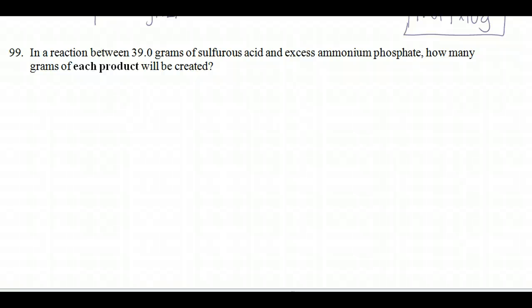Okay, so number 99 is also a stoichiometry problem. Again, being given information about one thing, asked about another. That's how we know we're dealing with stoich. So it says interaction between sulfurous acid and ammonium phosphate. So with stoich, I've got to go ahead and balance that equation first.